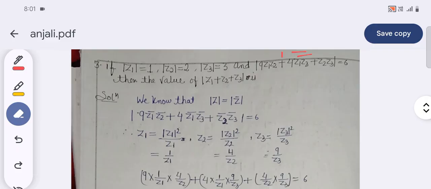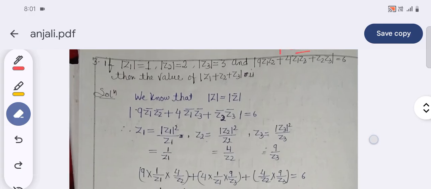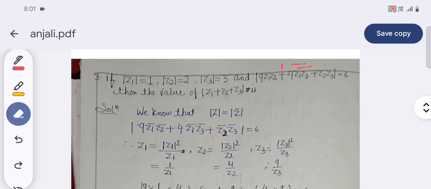In this question, you are given three complex numbers z1, z2 and z3, and you are already given the values of mod of z1, z2 and z3, and the relation between z1, z2 and z3 is this. So you will have to find out the value of mod of z1 plus z2 plus z3. In the previous class, I taught you some properties related to complex numbers, and with the help of those properties you can easily solve this question.